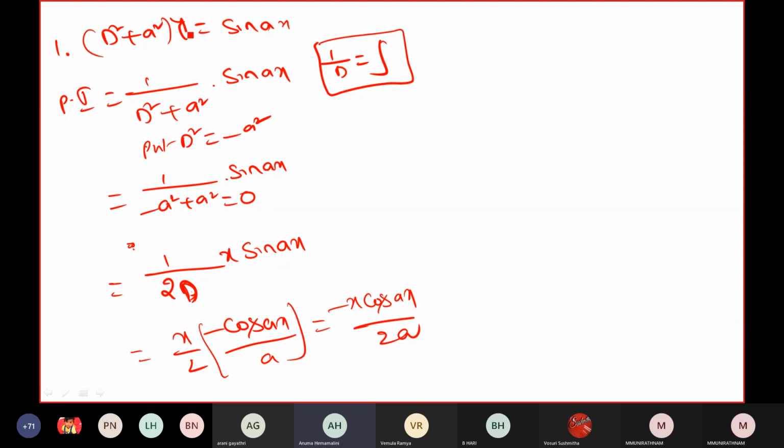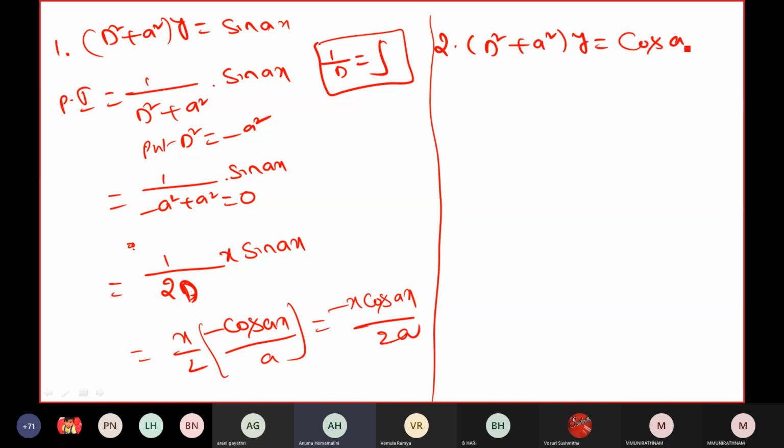Okay, this is D square plus a square into y equal to sin ax. అదే D square plus a square into y equal to cos ax, అప్పుడేమవుతుంది? PI, anyone? Sin ax by 2a. ఏమవుతుంది? x sin ax by 2a. వెరీ గుడ్.